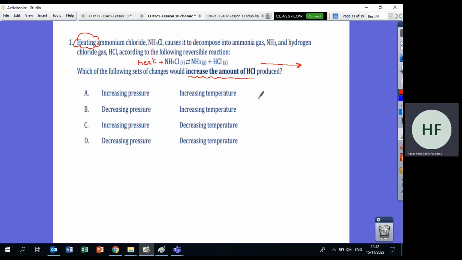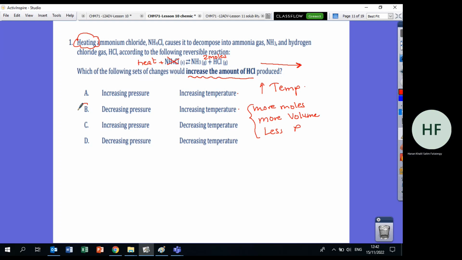Now what should I do with the pressure? Now let's see the moles. Here I have 0 moles, here I have 2 moles, and I want the reaction to move from 0 to 2. This is more moles, which means more volume, which means less pressure. So I will decrease the pressure and I will increase the temperature. Okay, next.